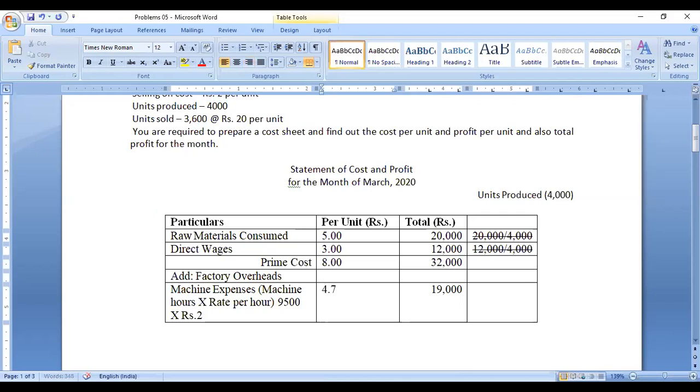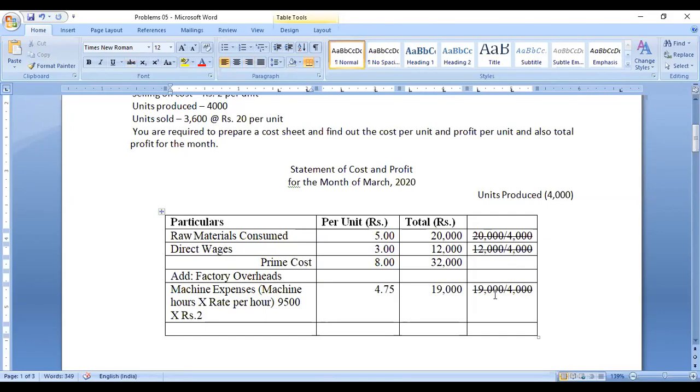Now you have to be very careful when writing the cost per unit. By mistake you may put the amount of rupees 2 in this per unit column. You need not consider this hourly rate. This is called the calculated unit rate, which is different from the rate per hour. So here you have to write only 19,000 divided by the number of units produced.